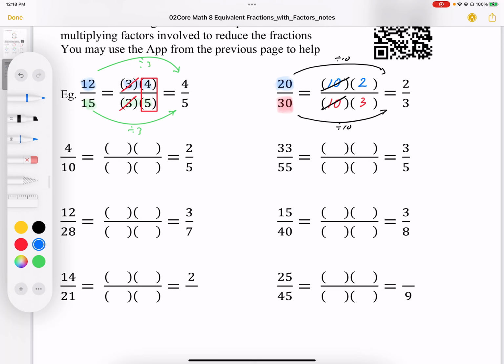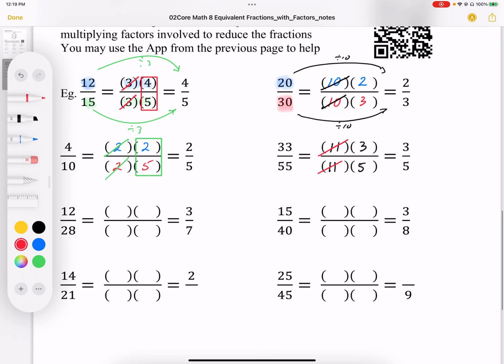So 4 can be written as 2 times 2. The 10 can be written as 2 times 5. The common factors can get canceled out, and we're left with 2 over 5 as our simplified fraction. For 33 and 55, the common factor that's shared is going to be times 11. So I'm going to have times 11, times 11. We can get rid of the times 11s, which is the same as dividing 33 by 11, and getting rid of the 11 on the bottom is the same as dividing the 55 by 11, and we end up with the reduced fraction of 3 over 5.